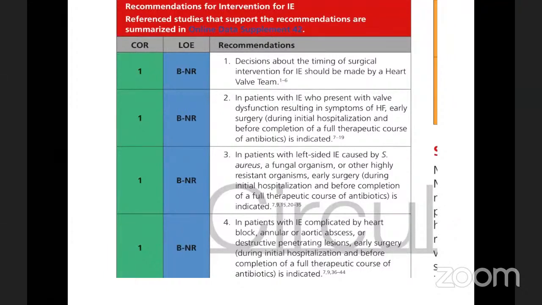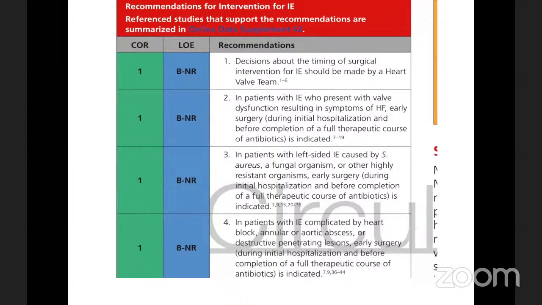Patients with infective endocarditis who present with valve dysfunction resulting in symptoms like heart failure: early surgery during initial hospitalization and before completion of a full therapeutic course of antibiotics is indicated. In patients with left-sided infective endocarditis caused by Staphylococcus aureus, fungal organisms, or other resistant organisms, early surgery during initial hospitalization and before completion of a full therapeutic course of antibiotics is indicated.